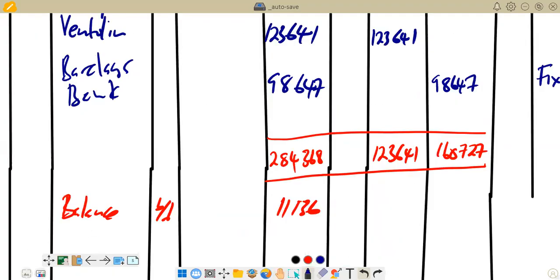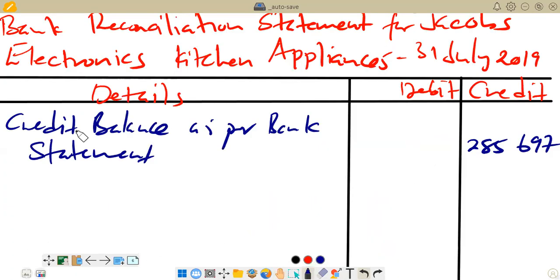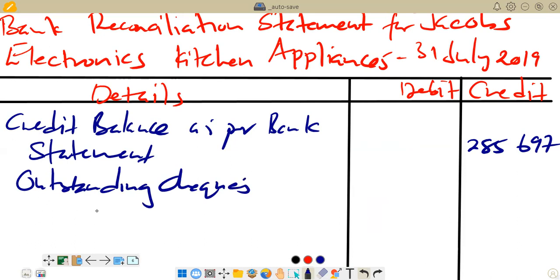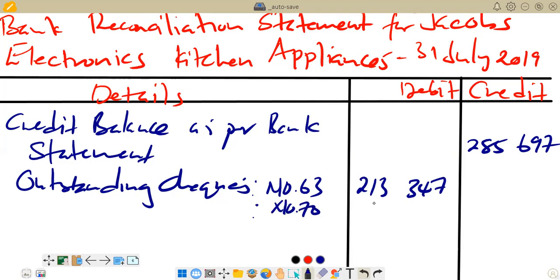So we go there and put them on the debit side. We are saying they are outstanding checks. We can just describe them as outstanding checks, and then make a description of them with the number. The first one is number 63, on the debit side, and its amount is 230,347. Then we also have number 70, and the amount is 216,845. Then the next one that we have is number 96, and the amount is 197,007. So this is what we have in terms of this item.